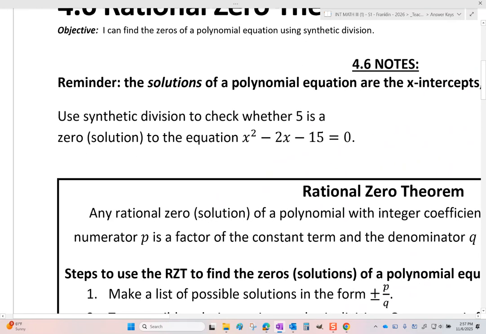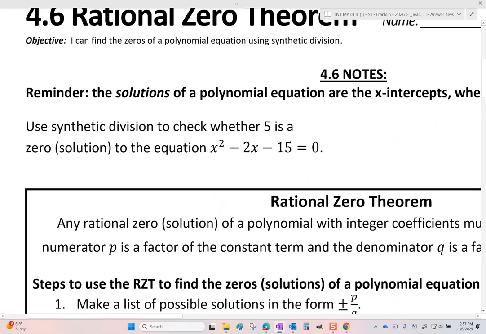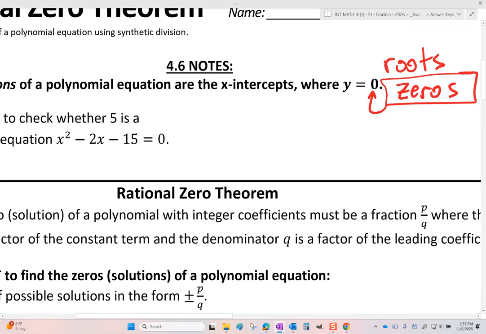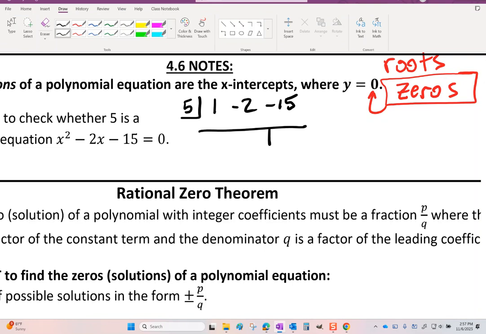So what we're going to do is use synthetic division to confirm whether 5 is a 0 to this equation. And if you remember from our previous notes, we can use synthetic division to essentially substitute in a number for x to check the value of that function. And so if we do this with 5 and get 0 as the remainder, we know that 5 is a 0 of this function. So we'll set up our synthetic division problem here.